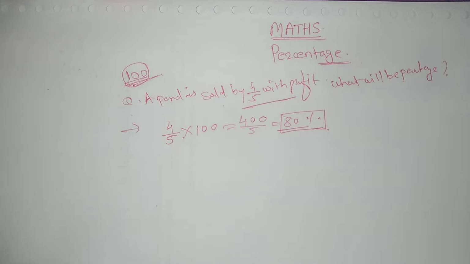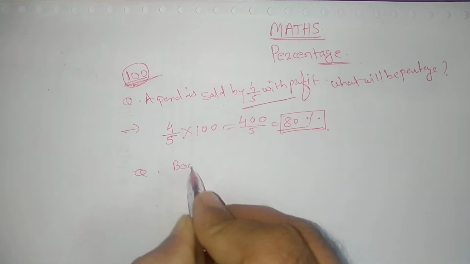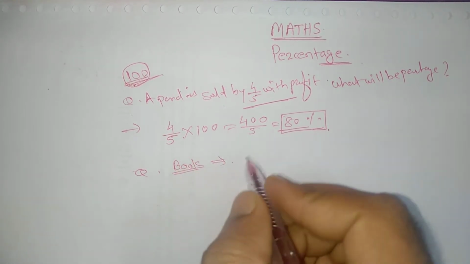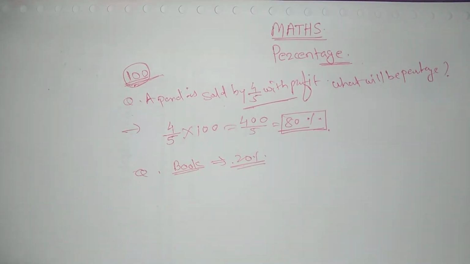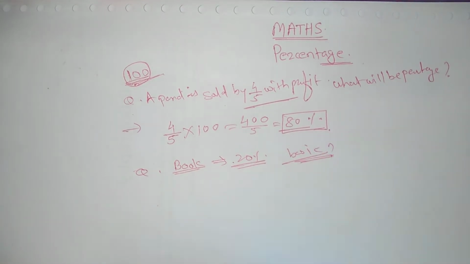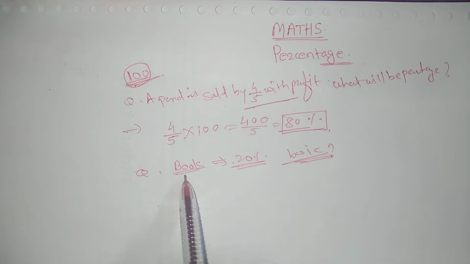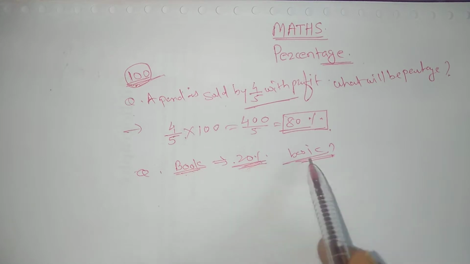With a different example we'll try to understand. If I want to sell a book with 20% profit, then I have to calculate the basic price. What is the basic price? In this type of example, the question is that there are books. I want to sell the books with 20% profit, and I have to find out the basic amount.